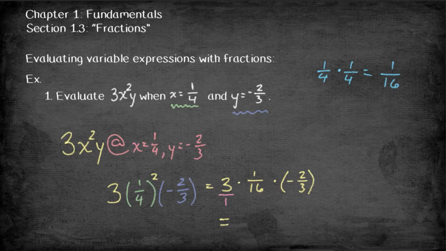So 3 times 1 times 2 gives me 6. 1 times 16 times 3 gives me 48. And let's see, that simplifies because 6 goes into 48, so that reduces down to 1/8.